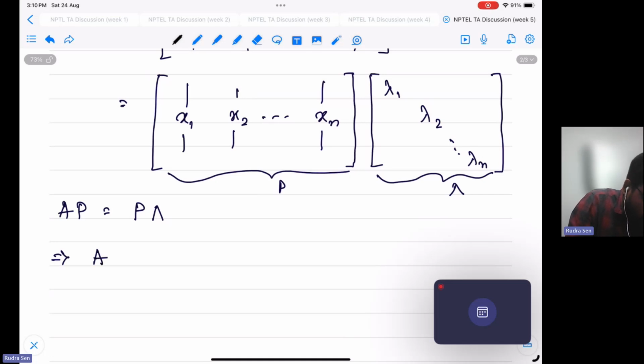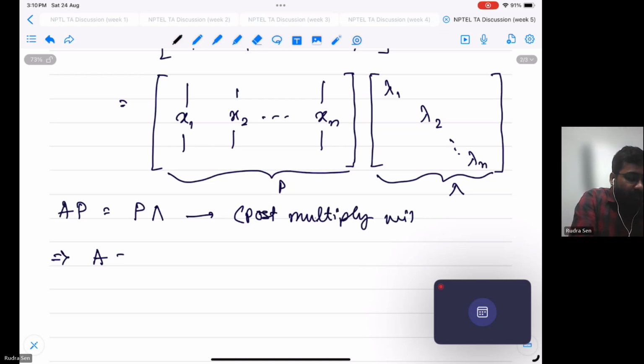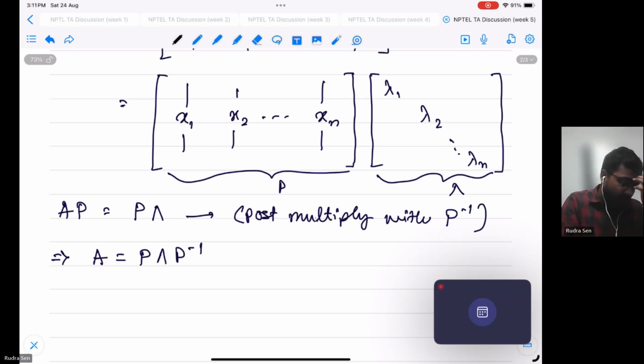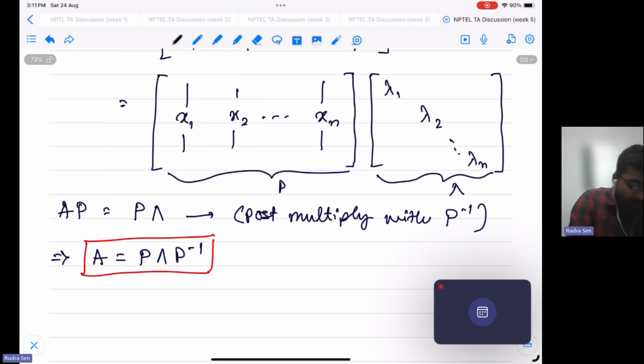A matrix is now, if we post multiply with P inverse in this equation, post multiply with P inverse. So what we get? A P lambda P inverse, right? So we see that here P inverse comes into the picture.